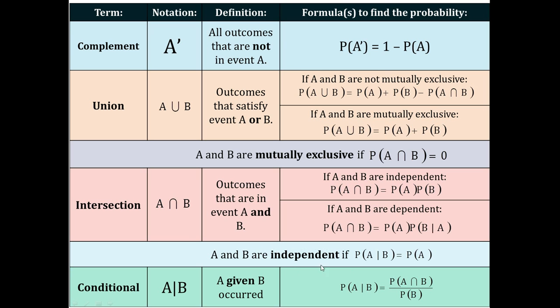So how to check if 2 events are independent, that would be if their conditional probability equals the probability of the first event, event A here. So this is saying it doesn't matter that B occurred if they're independent. The probability of A given B already occurred would still just equal the probability of A, because it doesn't matter. It didn't tell us anything new. They're independent of one another.